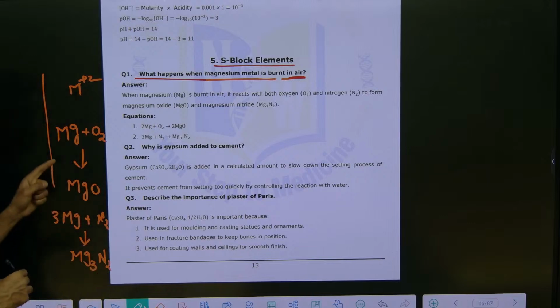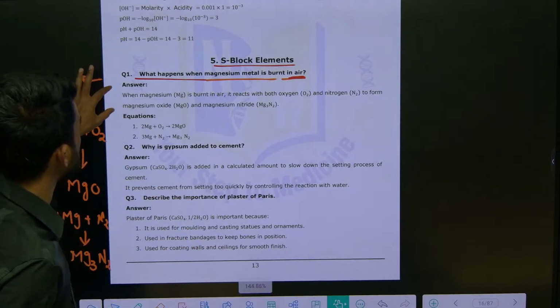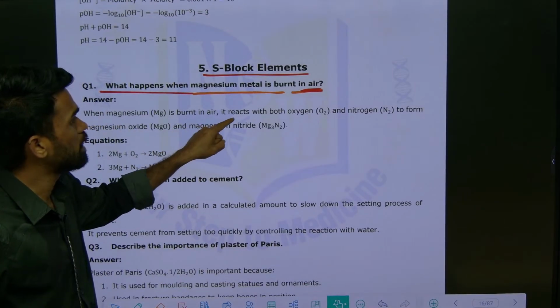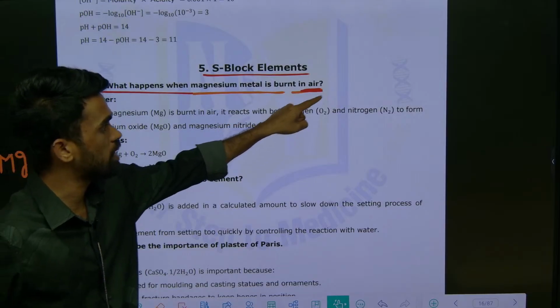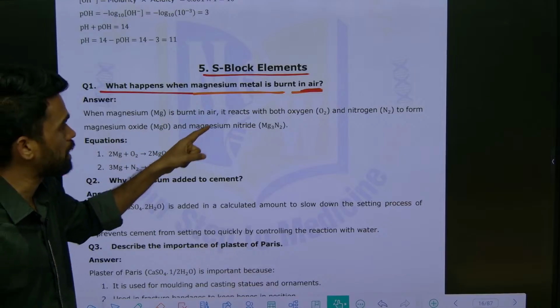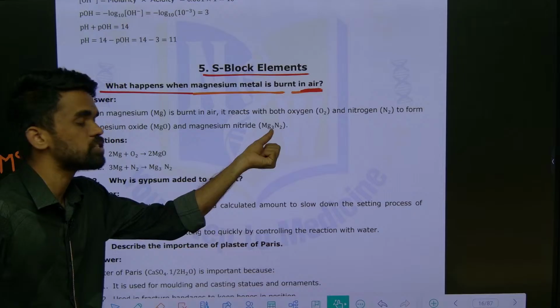These are the 2 reactions to be remembered from this discussion. Look at what they are saying. When magnesium is burned in air, it reacts with both oxygen and nitrogen to form magnesium oxide, that is MgO, and magnesium nitride, that is Mg3N2. This particular representation is more important.